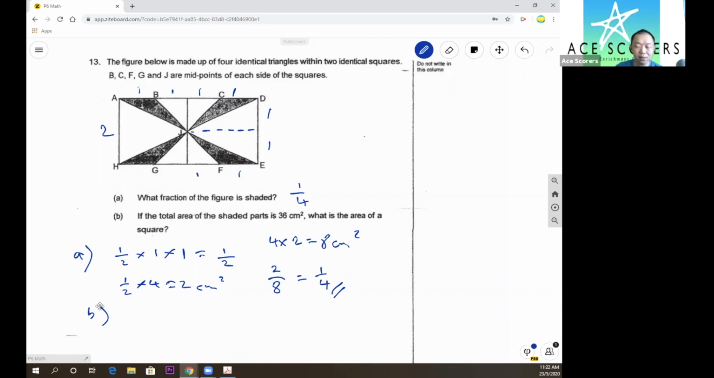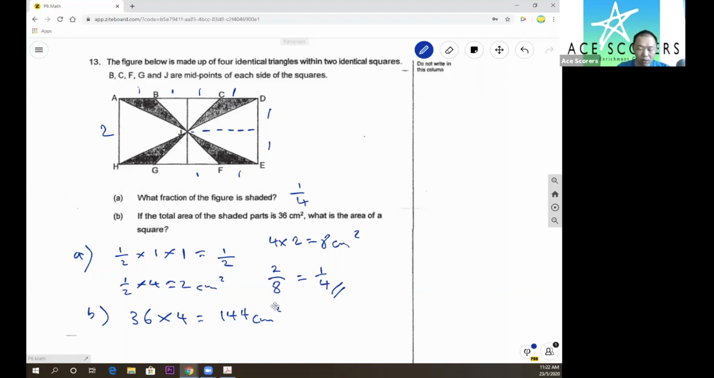So 36 is 1/4, right? So what's the area of the whole thing? Times 4, multiply by 4 first. So 36 times 4, you get 144. Now 144 is the area of the whole thing, the entire thing.